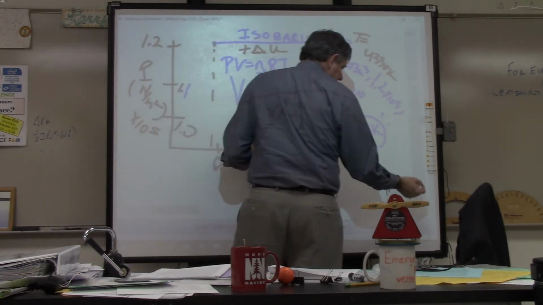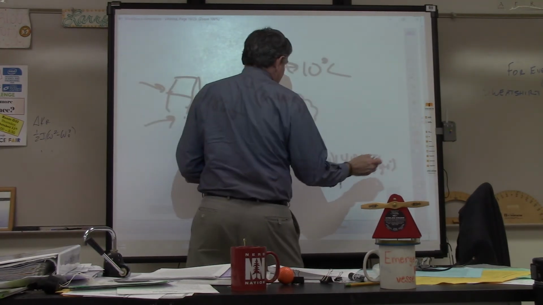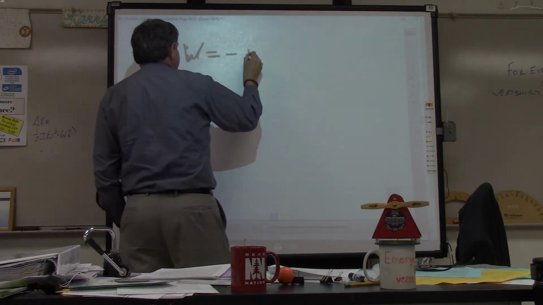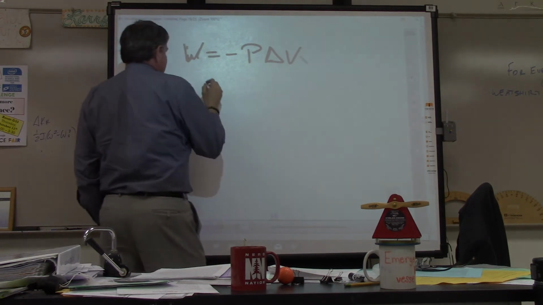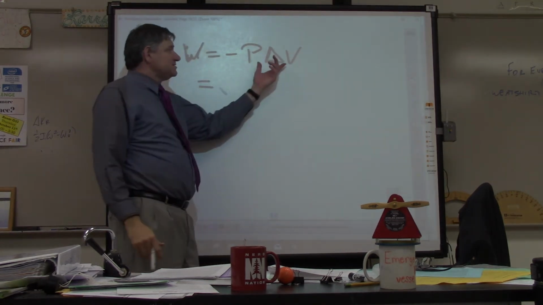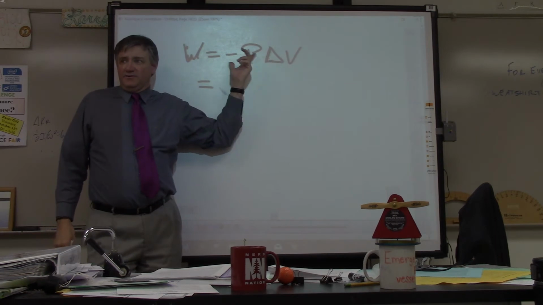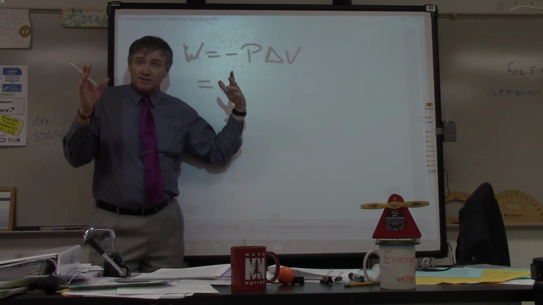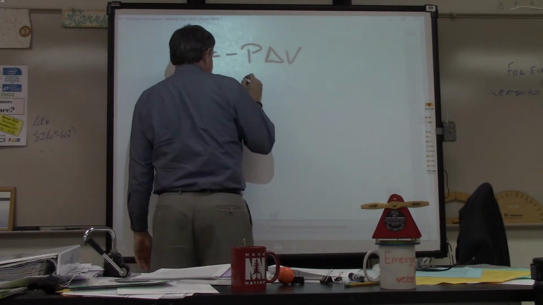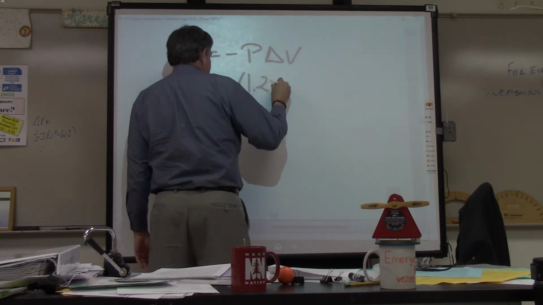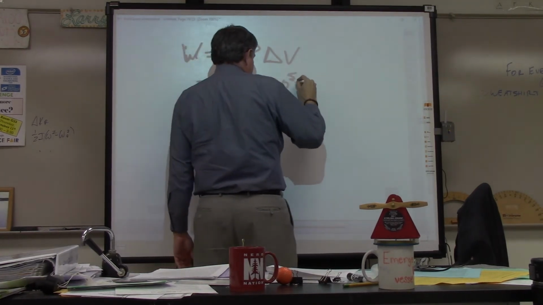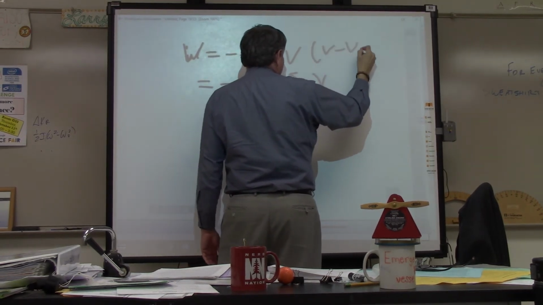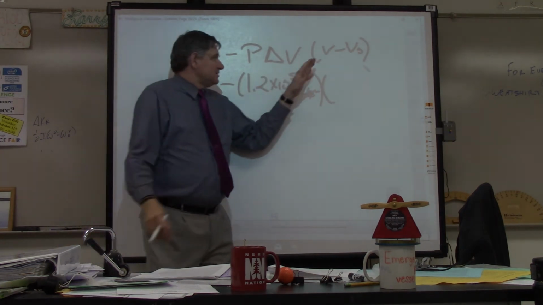Now, here's what we're going to look at: work equals negative P delta V. So in this situation, these are just the dimensions of the rectangle. You've got your pressure, and then you've got your change in volume. So it's just the dimensions of the rectangle. So in this case, I'm going to have negative pressure, which is 1.2 times 10 to the 5th liters per square meter. Now, this is going to be V minus V naught. That's muy importante. This is V minus V naught.